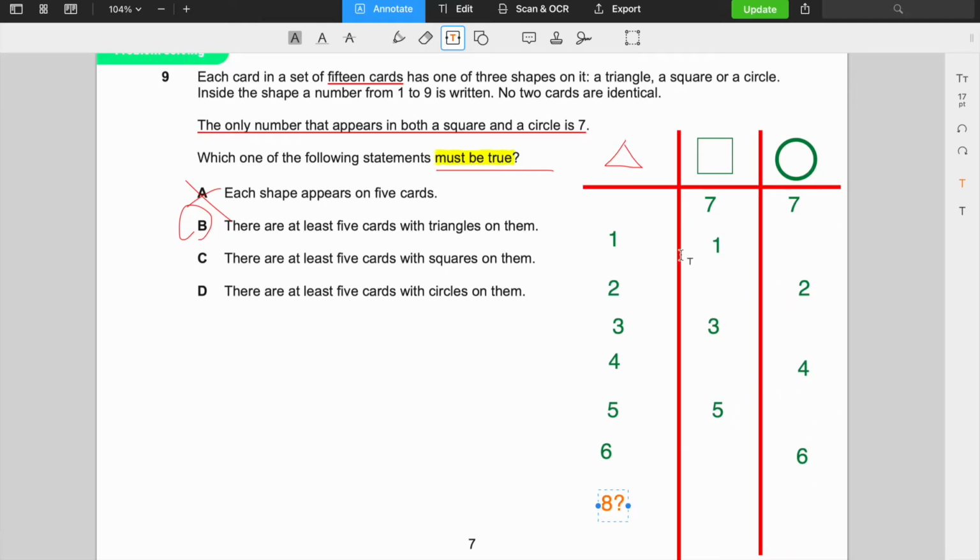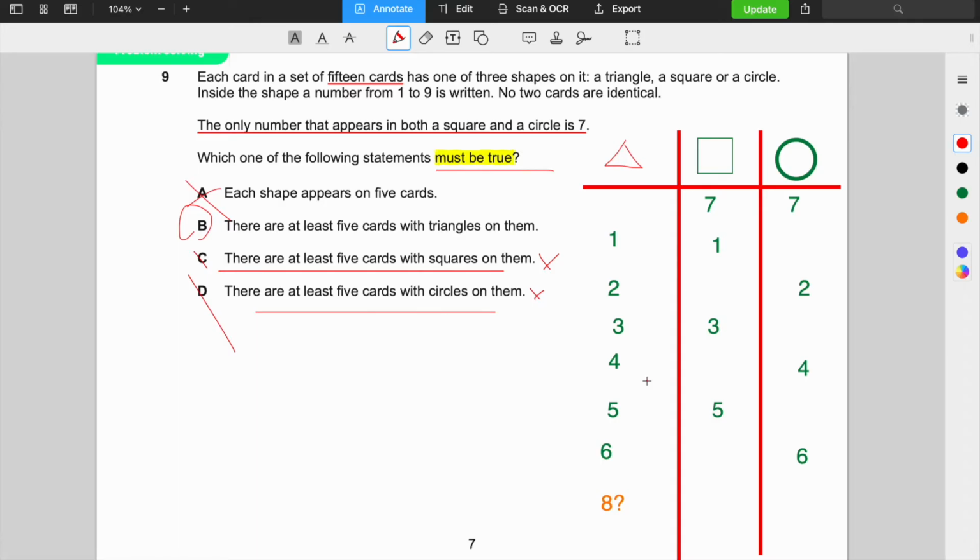So in this case, that disproves both C and D because it's possible for there to only be 4 cards with squares, 4 cards with circles, right? Or even less than that, respectively for both. So that just proves to us that C and D are not necessarily true. So the only answer that works is option B. Option B has to be true.